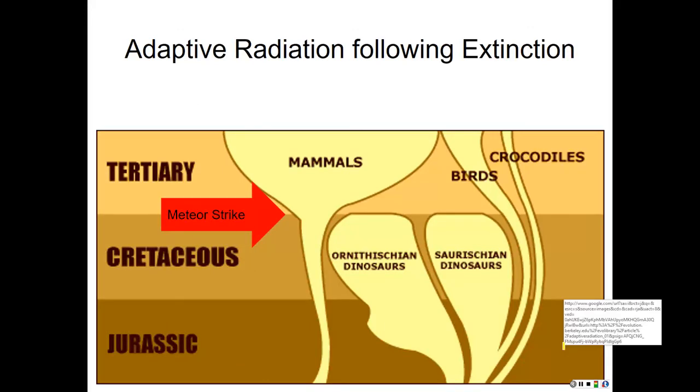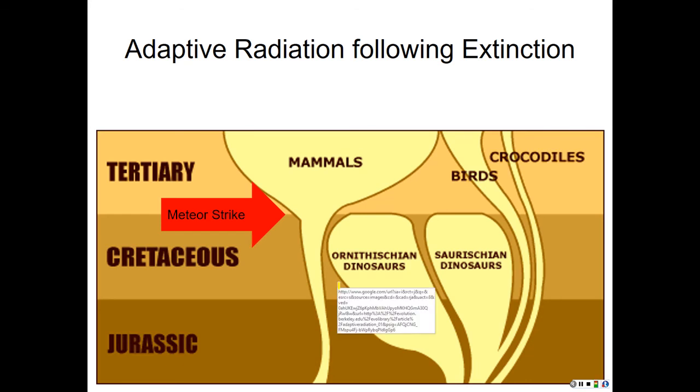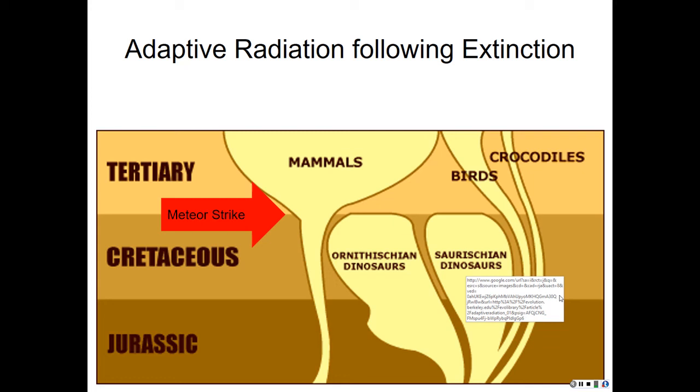We can also get adaptive radiation following mass extinction. The Cretaceous mass extinction killed off the non-avian dinosaurs. Birds survived, but it killed off the big giant lizard-looking dinosaurs we're familiar with. And when this happened, we had an adaptive radiation in the mammals. Prior to the Cretaceous mass extinction, mammals were not very diverse. They were mostly nocturnal and very small.